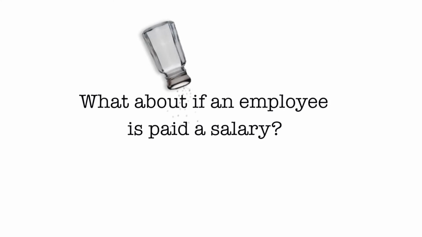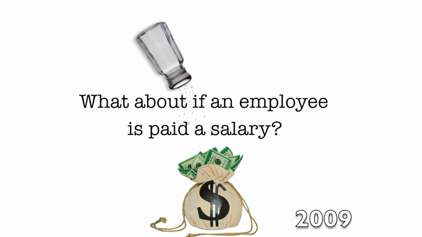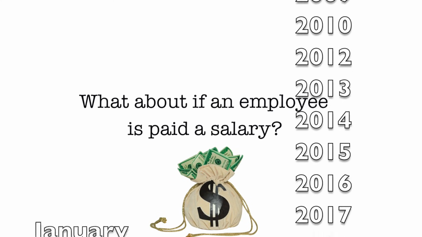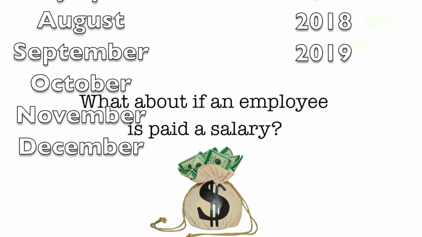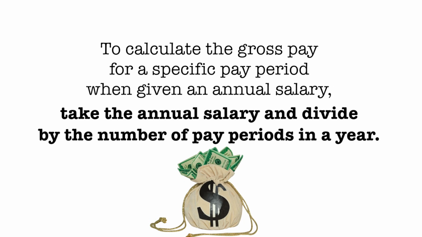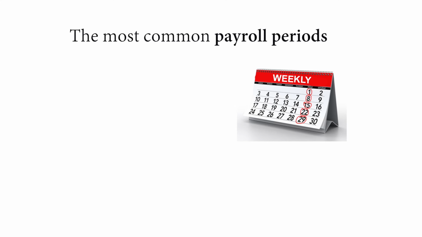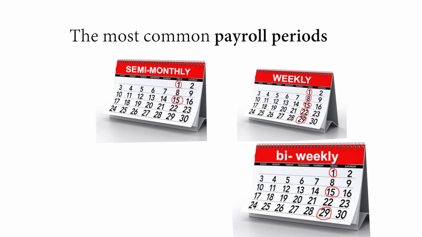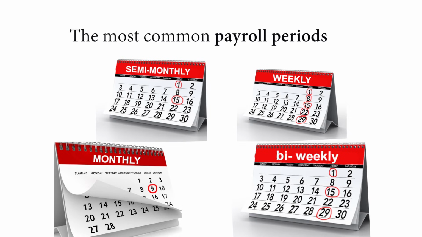Now what about if an employee is paid a salary? Salary is usually quoted annually, but it's not uncommon to see monthly salary quoted as well. To calculate the gross pay for a specific pay period when given an annual salary, take the annual salary and divide by the number of pay periods in a year. The most common payroll periods are weekly, bi-weekly, semi-monthly, and monthly.